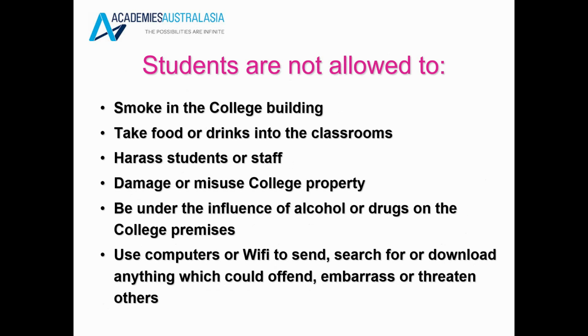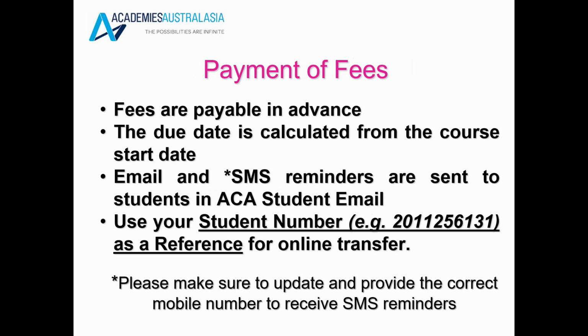Students are not allowed to smoke in the college building. This includes cigarettes, vaping, e-cigarettes, or any form of smoking. Students must not take food or drinks into the classrooms, harass students or staff, damage or misuse college property, be under the influence of alcohol or drugs on the college premises, or use computers or Wi-Fi to send, search for, or download anything which could offend, embarrass, or threaten others.